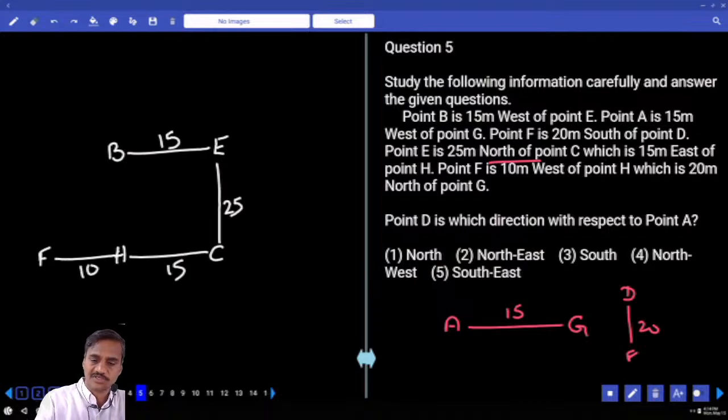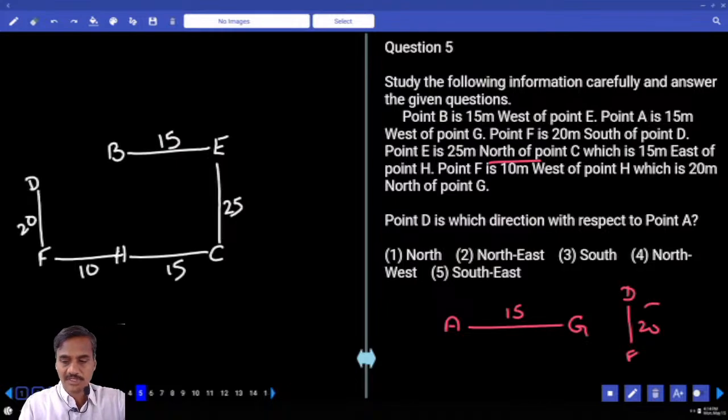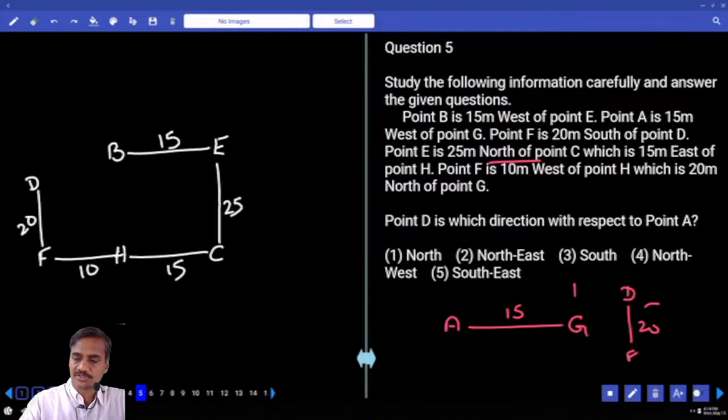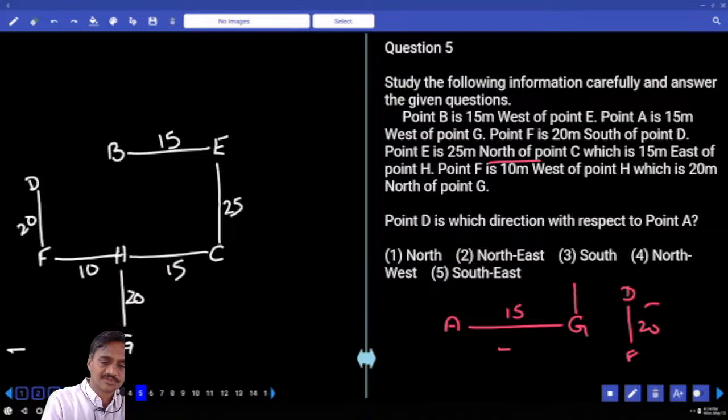Now if F is here, the distance between D and F is almost 20. And D will be somewhere here, the distance is only 20 meters. And A and G are left over here. And H is 20 meters to the north of G. Now coming back to this one, A is 15 meters to the west.